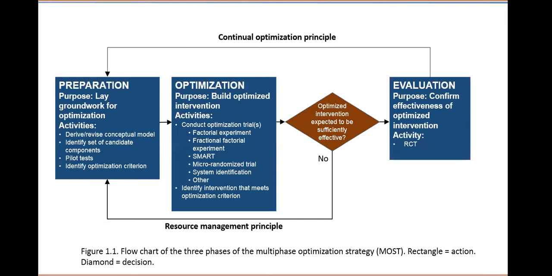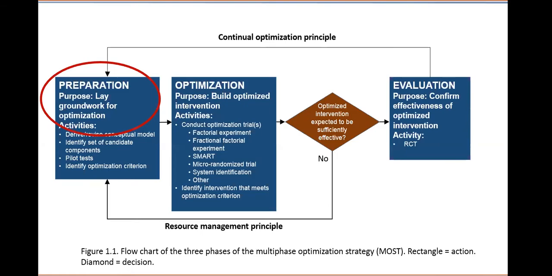In the optimization phase, the investigator builds the optimized intervention. Again, a number of activities that we're going to go over. And at that point, the investigator, after the intervention has been optimized, ascertains whether the optimized intervention is expected to be sufficiently effective. And then, if it is, goes on to the evaluation phase. And in the evaluation phase, the optimized intervention is evaluated by means of a standard RCT. So we're going to talk some more about each of these three phases.